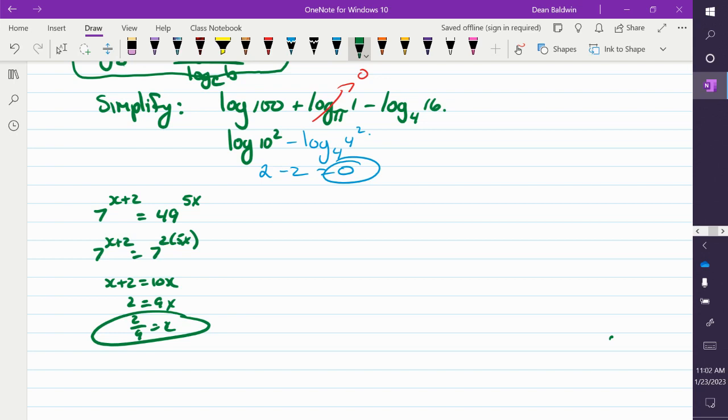The fun kind, there's two fun ones, are when I go 2 to the x plus 1 is equal to 3 to the x, plus, I'll just make it the same, x plus 1.